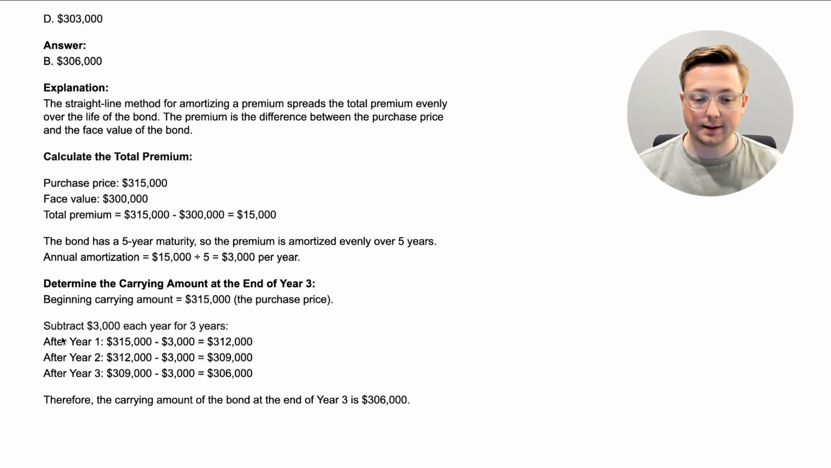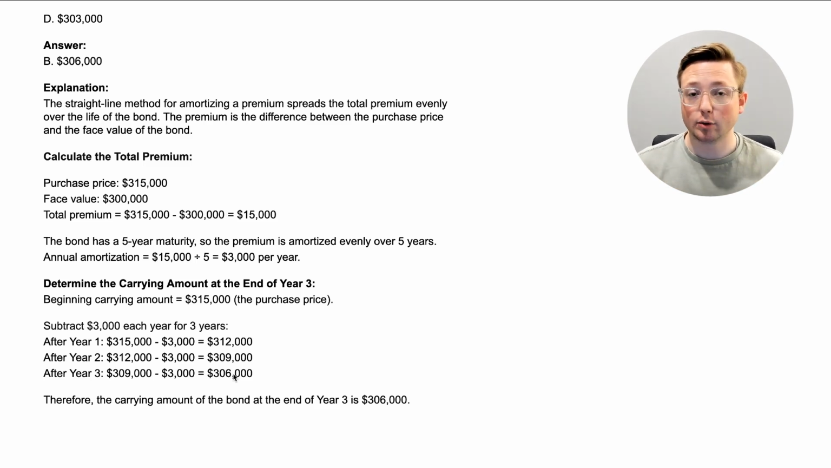At the end of year 1, it's $312,000. At the end of year 2, it's $309,000. At the end of year 3, it's $306,000 because again, each year you're reducing the carrying amount by $3,000. So that's how that works with the straight line method. Again, way easier than the effective interest rate method. And you probably won't see it, but just in case, so you don't get thrown off, that is how you do it for amortized cost investments.